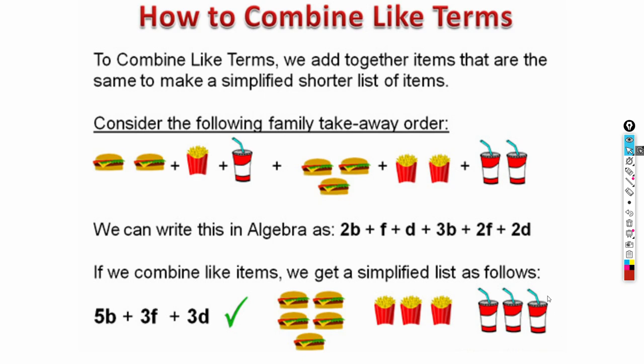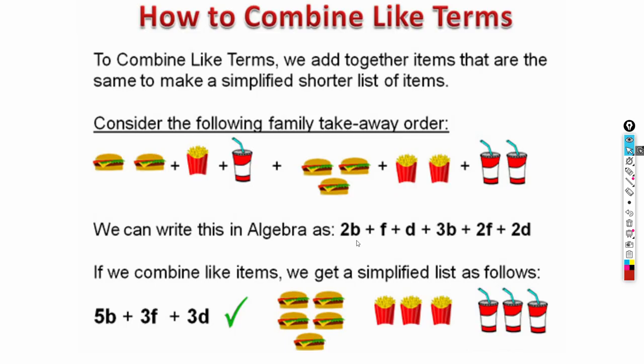So what we did here was we simplified a long math expression by combining things that were alike. We put burgers with more burgers and fries with more fries and drinks with more drinks. But what we cannot do is create a burger fry drink. That sounds disgusting. We have to keep the different things separate and only combine them if they are alike.